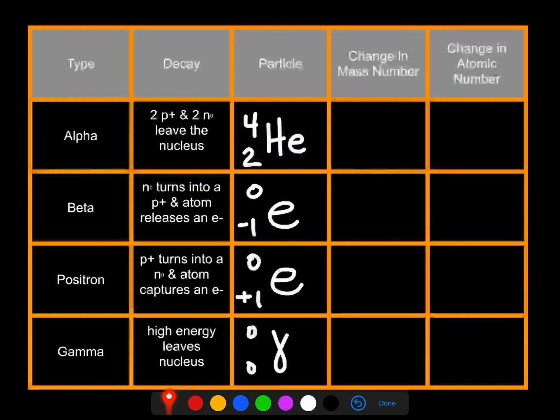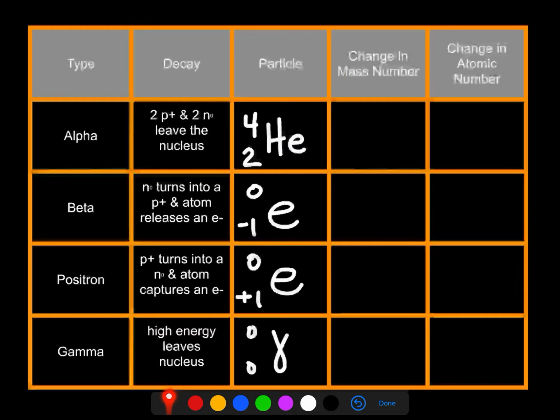So here's our types of radioactivity. So alpha decay is where we have two protons and two neutrons. So the P plus is a proton and the N with the little zero is a neutron, are going to leave the nucleus. And so this is a process where the nucleus of an atom is falling apart and parts of it are leaving this particular atom.